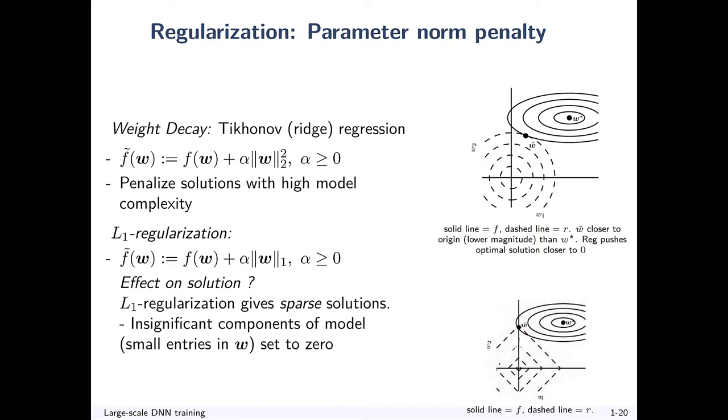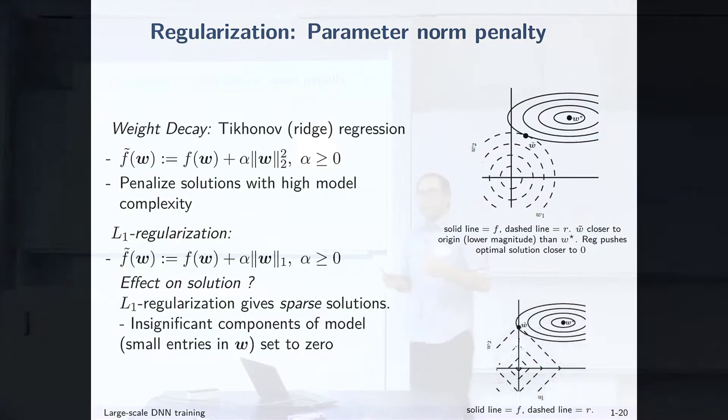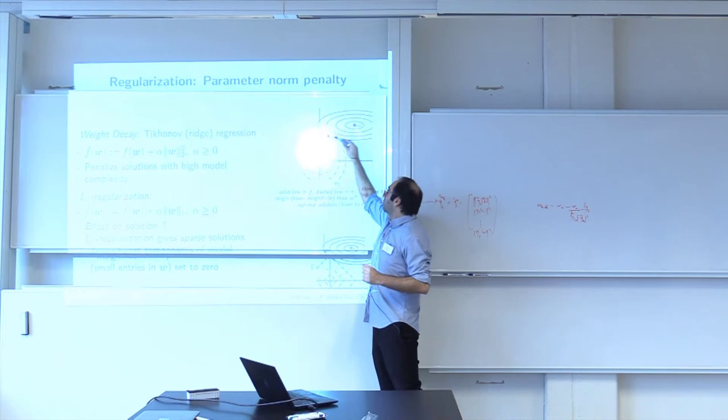So basically, you minimize f of W plus alpha W squared. You want to compare. W star is what happens when you have no regularization, and W tilde is the solution with the regularization. You can see that you have pushed the solution closer to the origin. What does that mean? It means that the norm of the solution with regularization, W tilde, is smaller than that of W star. By adding this regularization factor, you have pushed the solution closer here.